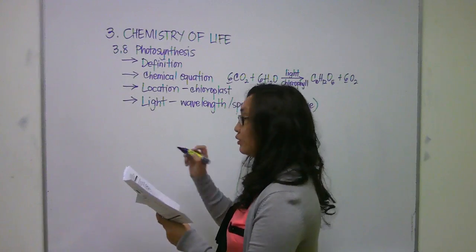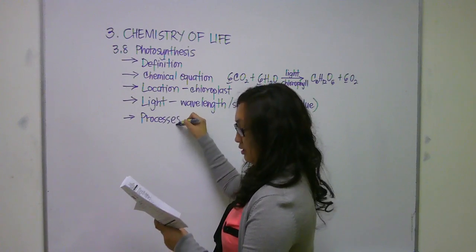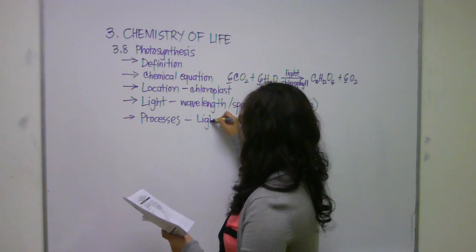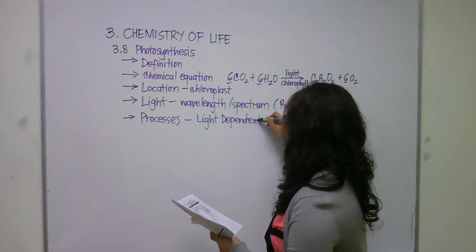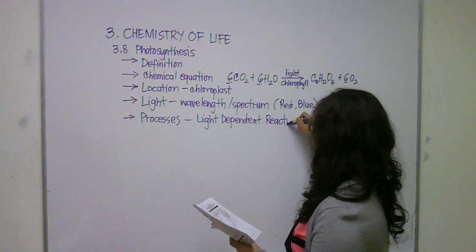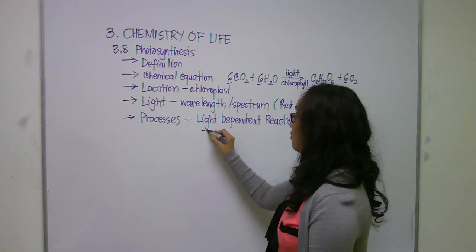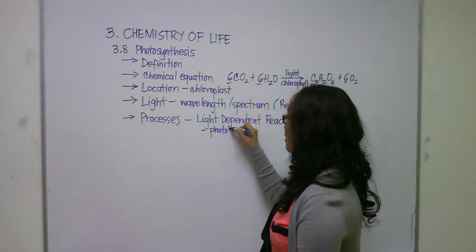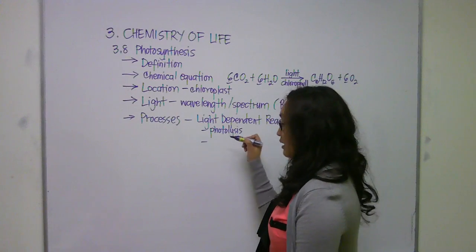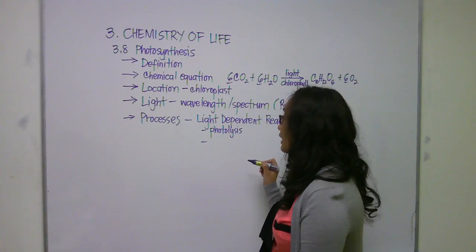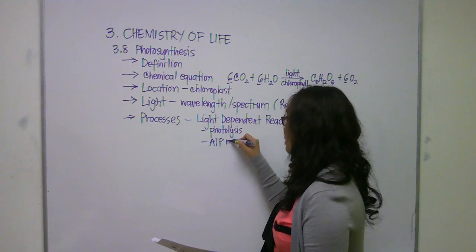So we can include the processes now. So we have the light-dependent reaction occurring in the thylakoid membrane. Okay, so under light-dependent reaction, we have the process of photolysis, wherein water molecules are going to be split to release the electrons. The next process that is occurring in light-dependent reaction is ATP molecule formation to provide energy for the next process.